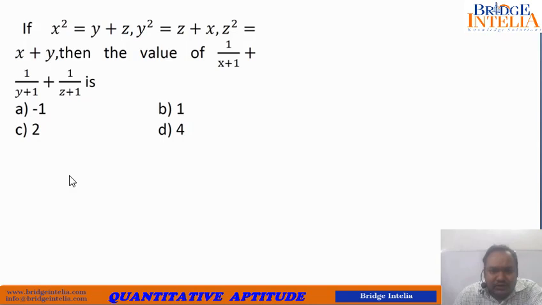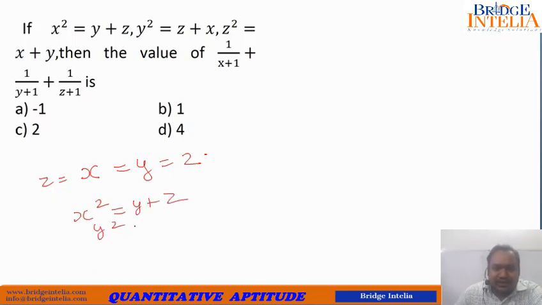If only you can guess, if you assume x is equal to y is equal to 2, so z is equal to x is equal to y is equal to 2. This choice of dummy values fits the description. As you can see, x square is equal to y plus z, y square is equal to z plus x, and z square is equal to x plus y. So these dummy values actually fit the description.